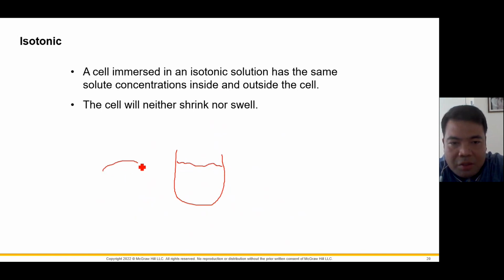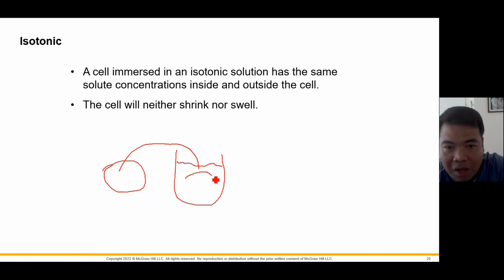Wherein the cell is submerged into a beaker containing a solution that has the same tonicity as what is found inside the cytoplasm of the cell. Parehong-pareho sila ng tonicity. Parehong-pareho sila ng concentration. Same. Kaya nga sabi, isotonic. So therefore, there will be no net movement of water to the inside or to the outside of the cell.